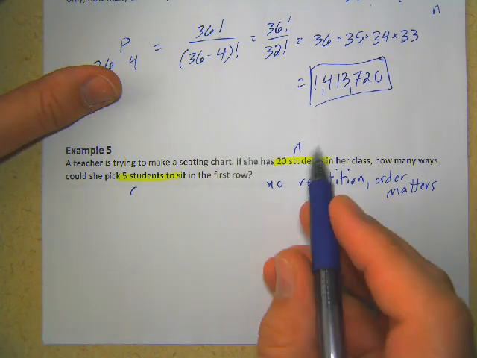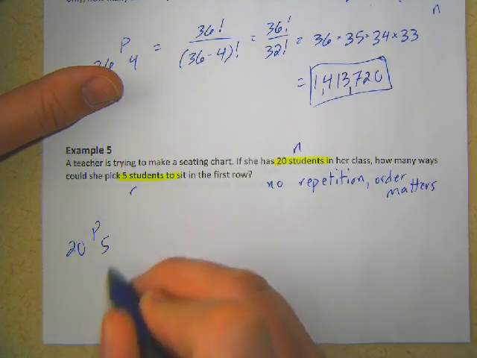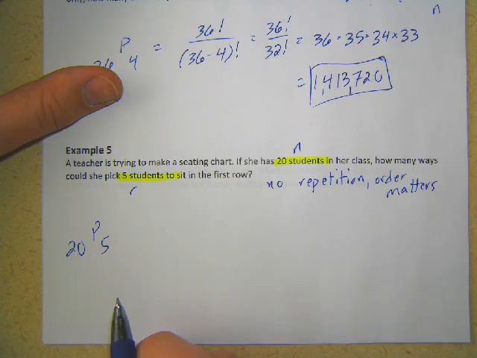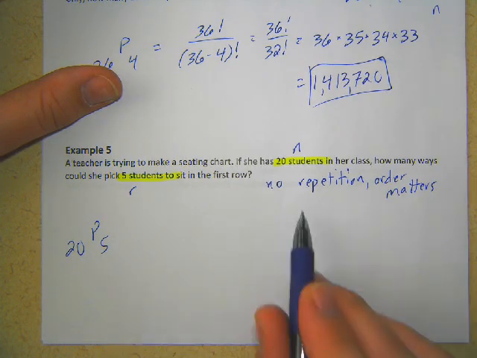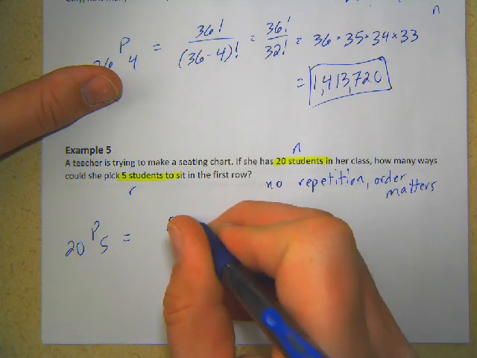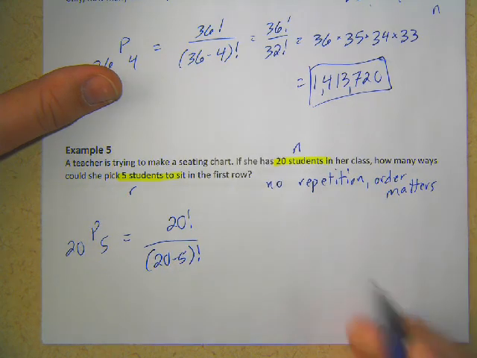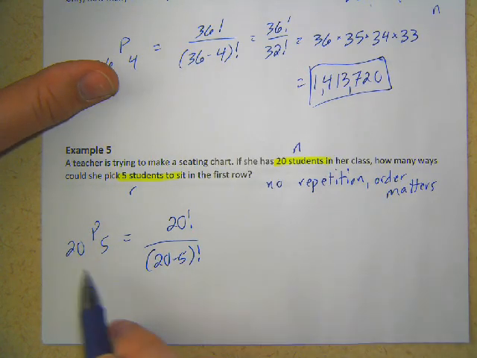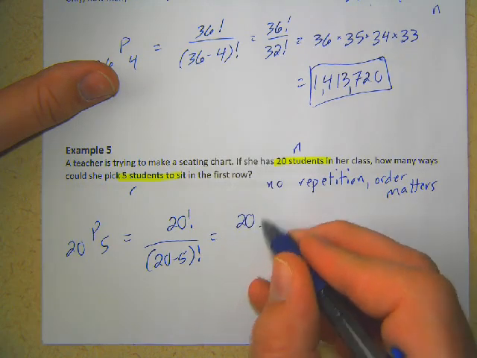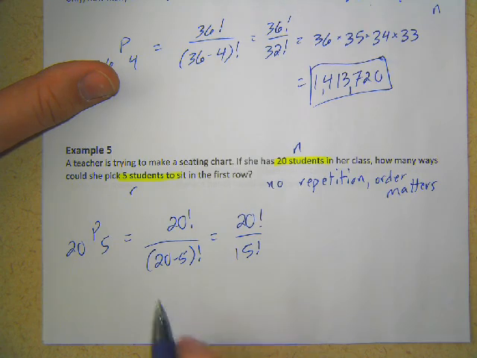So this is going to be 20P5, because we say out of the 20, we're picking 5. Order matters, no repetition. So we do the 20 factorial on top. On the bottom, we do 20 minus 5 and then do our factorial. So it's always the bigger number minus the smaller number on the bottom. So we get 20 factorial over 15 factorial. 20 minus 5 gives 15.